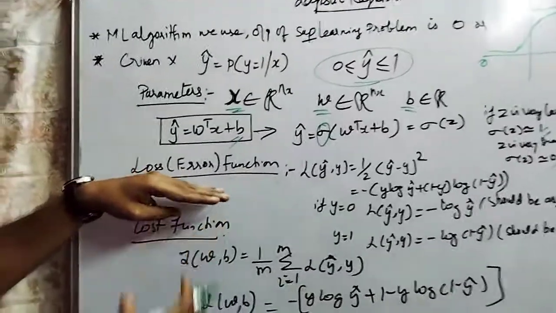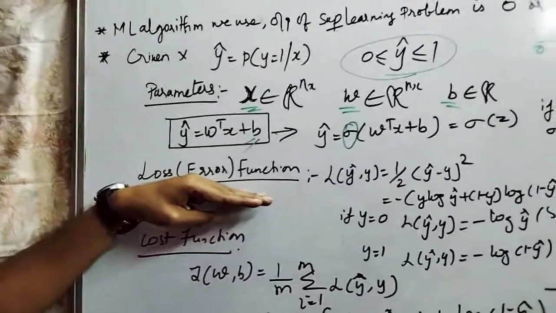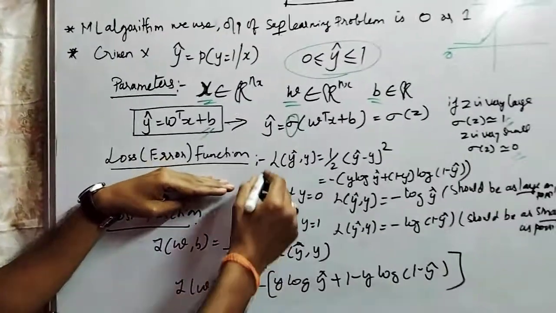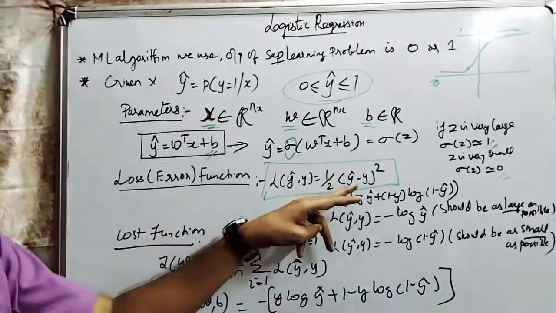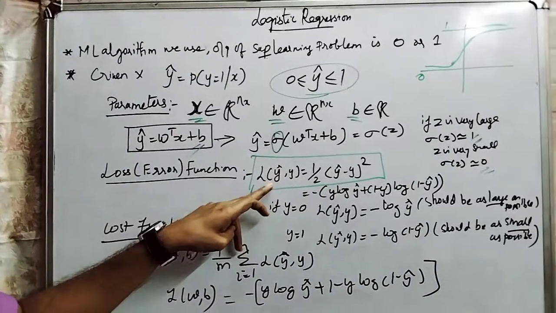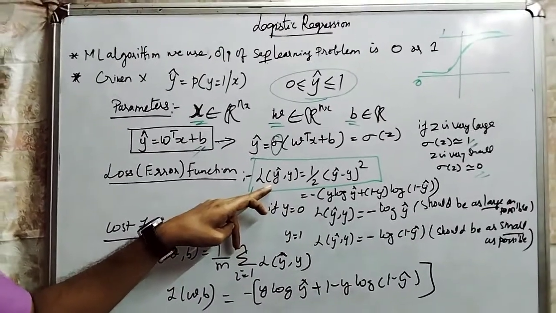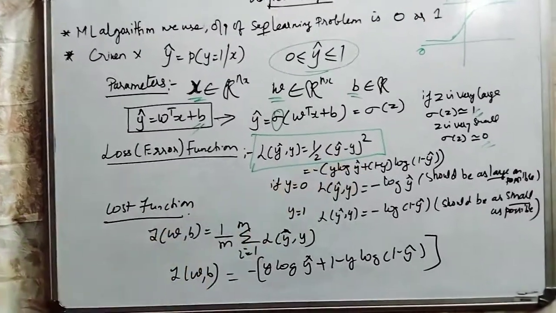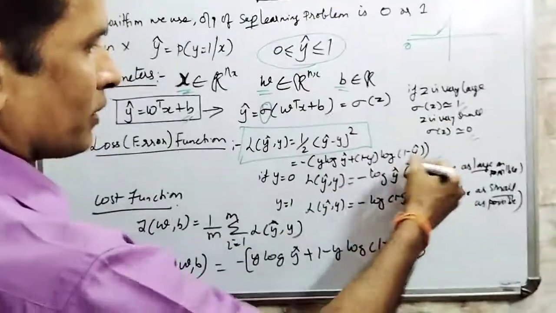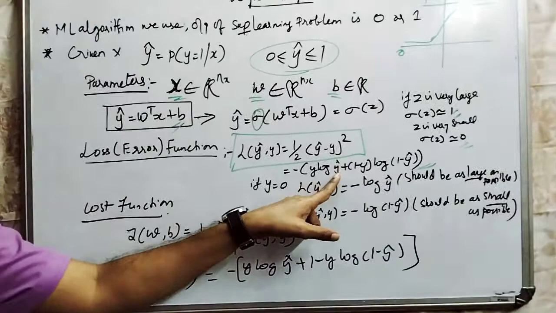Then coming to another important function called the loss or error function, which is given by 1/2 of squared error. So the loss or error function of logistic regression is 1/2 of squared error. This 1/2 of squared error can be rewritten in this equation form.